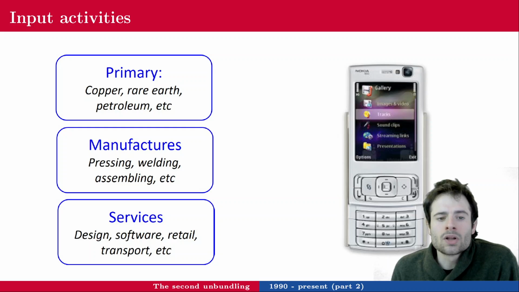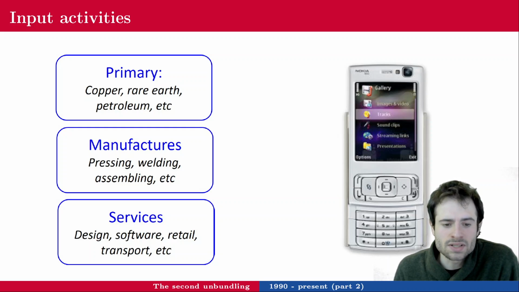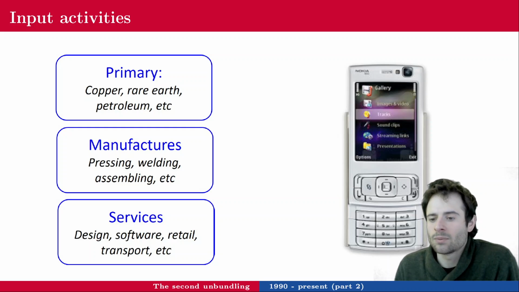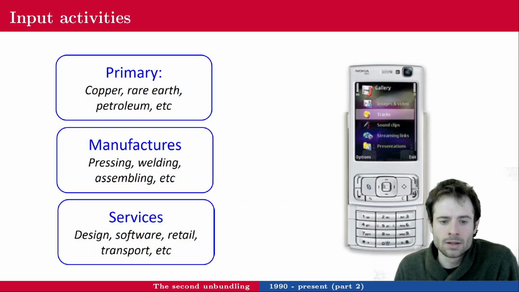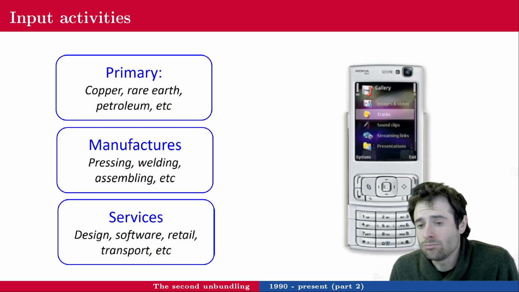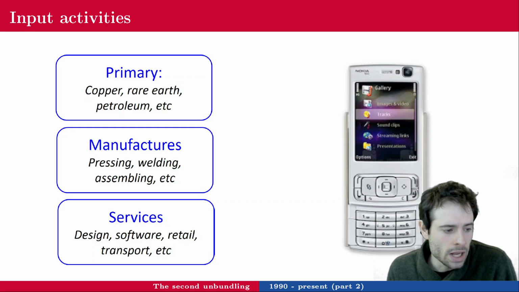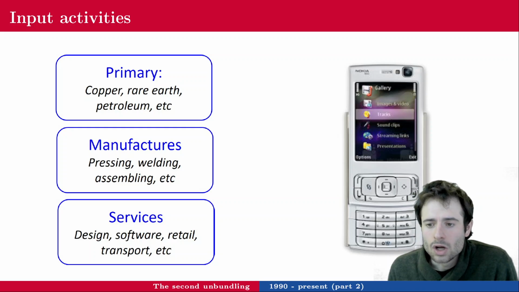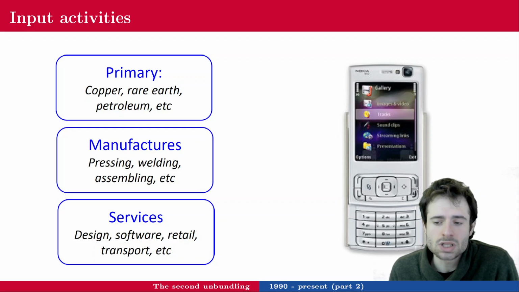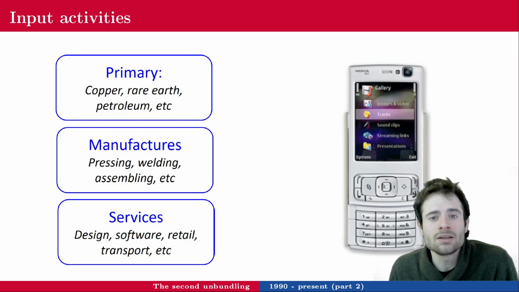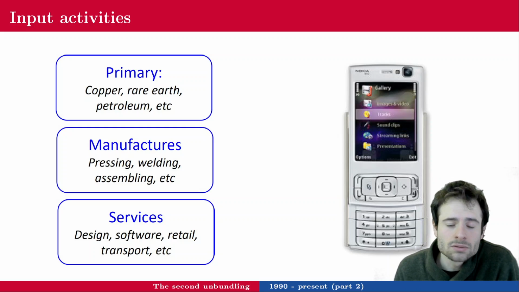Then those components go into the manufacturing process: pressing, welding, assembling, getting the plastic done, and so on. Finally, there is the design. So why does it look this way? Gray, with the logo there, with the camera there, and so on. The software part, the operating system for smartphones. The retail part, the marketing, a lot of advertising goes into that.